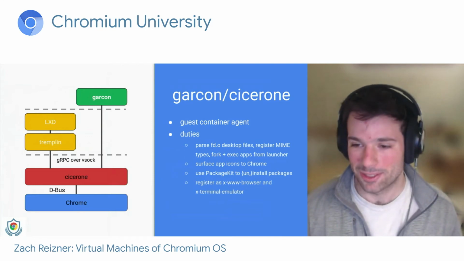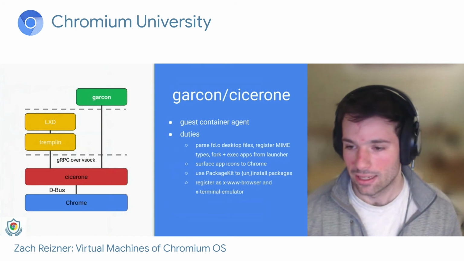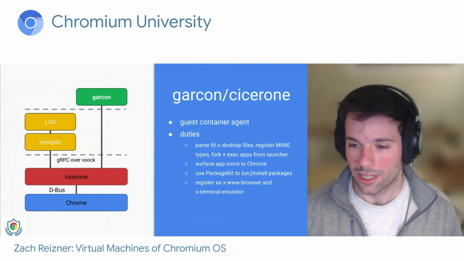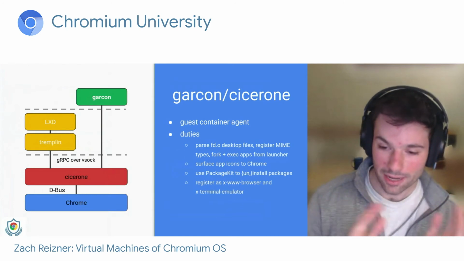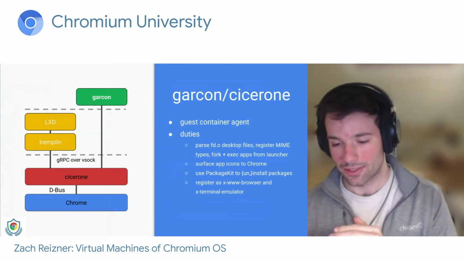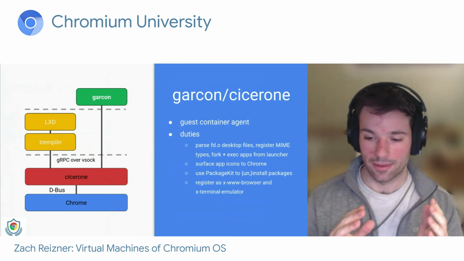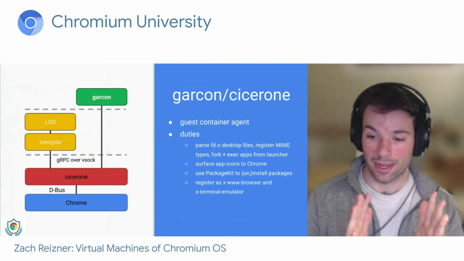Cicerone's other job is communicating with Garcon, which is sort of like maitre d from the previous slide. It's like an init process, except it's running inside the container instead of being the main process of the guest kernel.